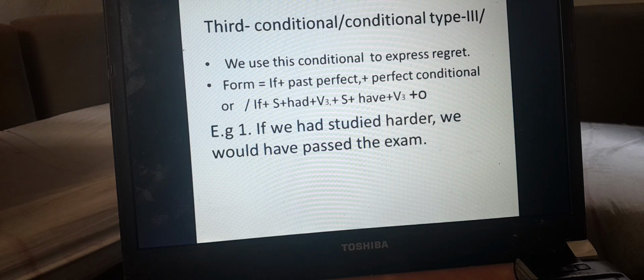So by reading additional reference books and by looking again and again at the contents or the examples that I have stated here, you can develop your understanding level about conditional sentences.